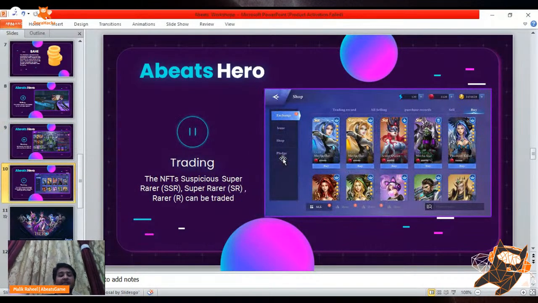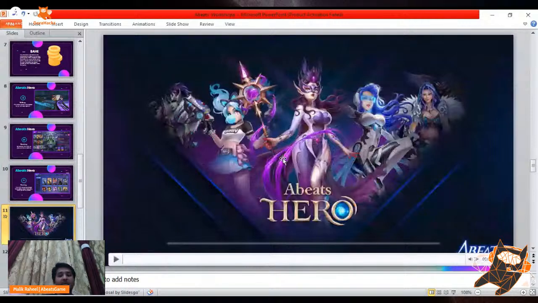As I mentioned earlier, the trading will be available for SSR cards, SR cards, and R cards. Let me show you a little of the animations of our Abits Hero game.